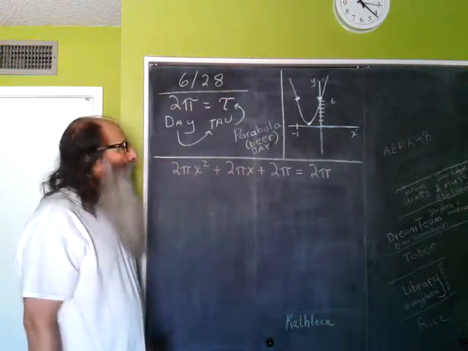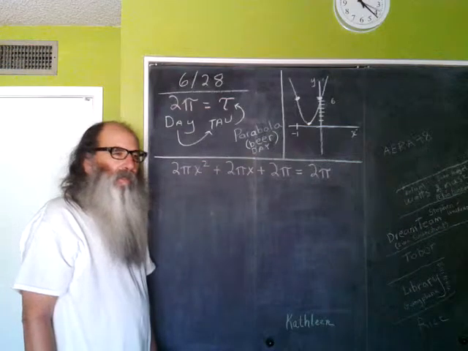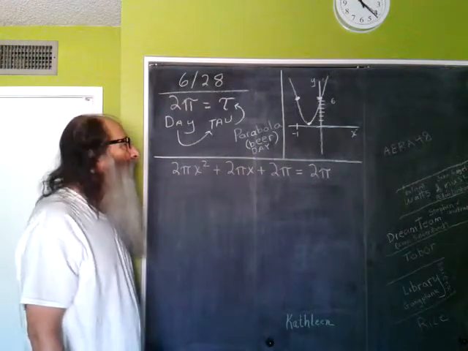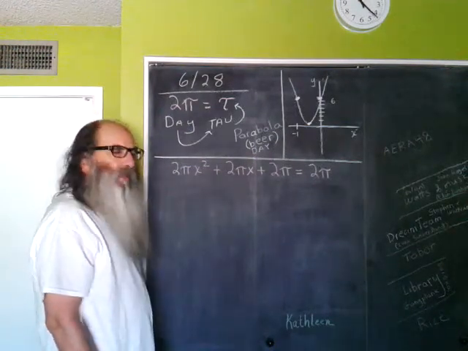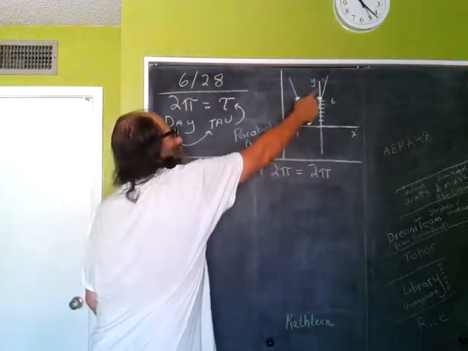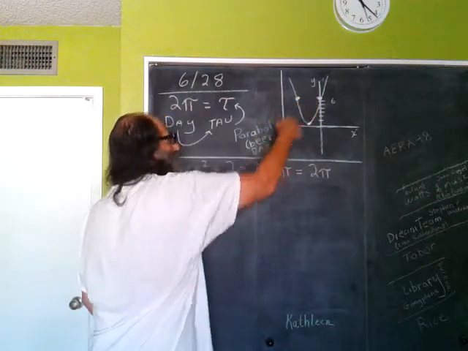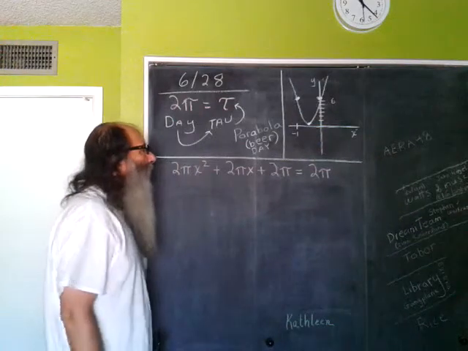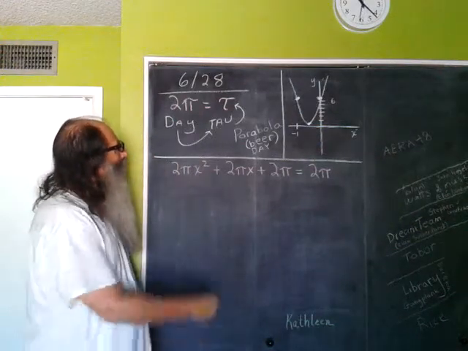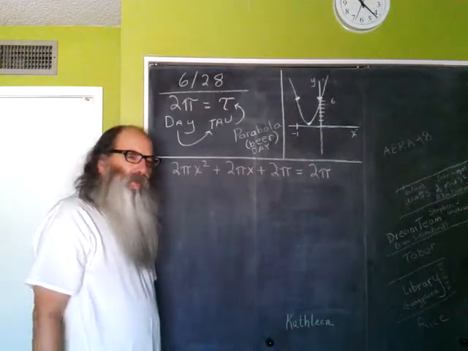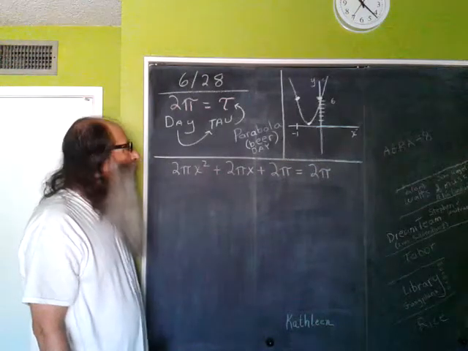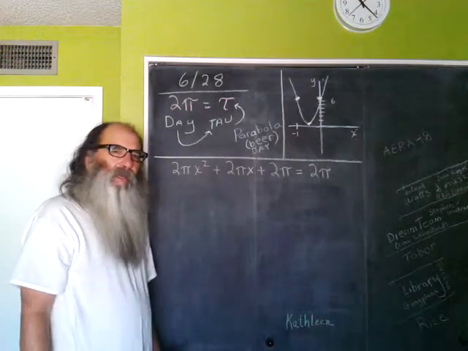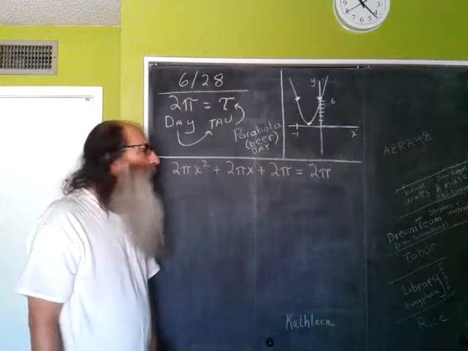Parabola is used in math quite a bit, and it is a shape, and when you graph it, it kind of looks like that, or looks like that. And so June 28th, 2013 was going to be 2 Pi Day, Tau Day, and Parabola Day for me.